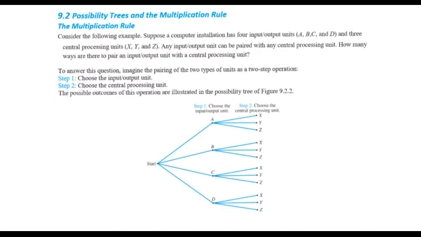The question here is, how many ways are there to pair an input-output unit with a central processing unit in such a computer? To answer this question, you have to first consider pairing of 2 types of units as a 2-step operation. In the first step, you have to choose what kind of input-output unit you want, and then in the second step, you have to choose what kind of central processing unit you want.